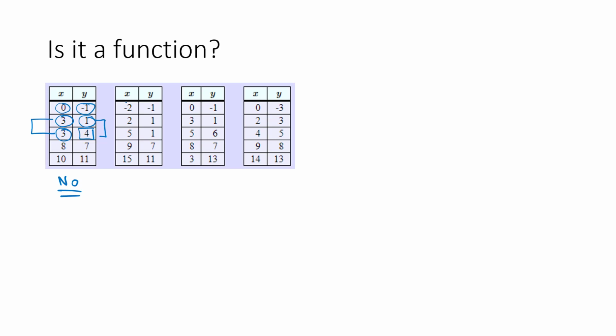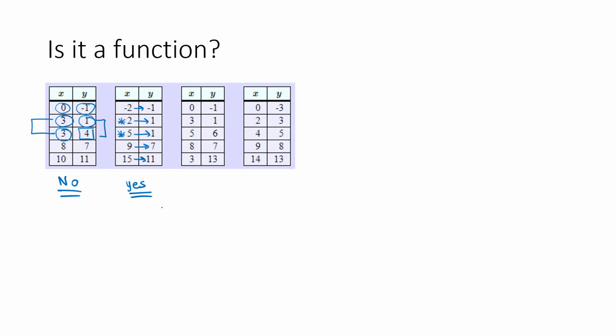Notice the second example, -2 comes out to -1, +2 comes out to 1, 5 comes out to 1, 9 comes out to 7, and 15 comes out to 11. Every single input, every single x value only had at most one y that correlated with it. Notice we took 2 x's, the 2 and the 5, and both of them got mapped to the 1. That's okay. What we don't want to happen is the same x to have 2 different answers. So this next example, example 2, yes, it is a function.